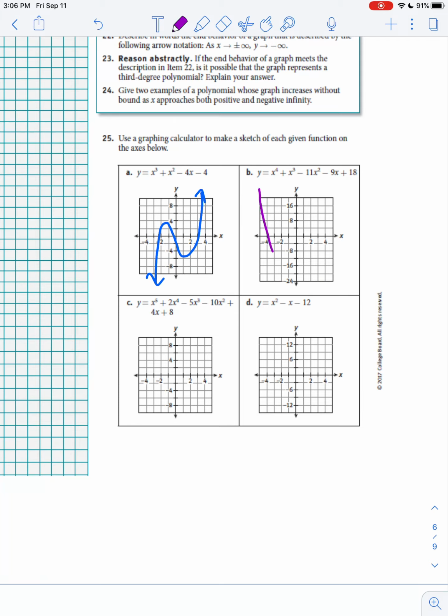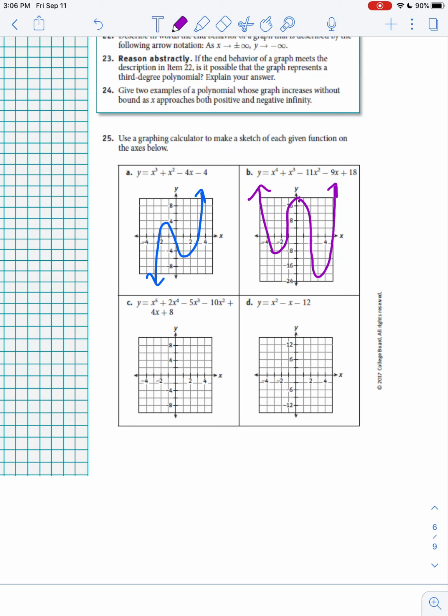So it starts up high, and then it hits the axis, and it comes back up, goes up pretty high, comes back down a little lower this time, so not perfectly symmetrical or anything, but you should see the end behavior is the same on both sides, and it's facing up. Okay, it's facing up.